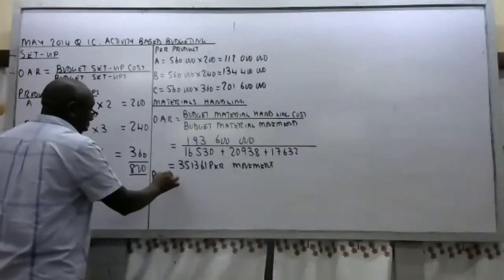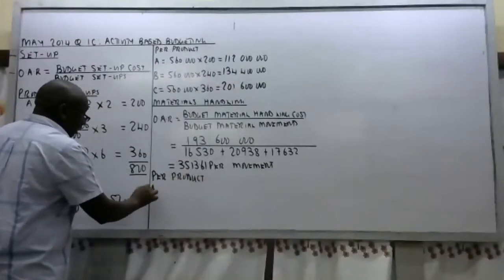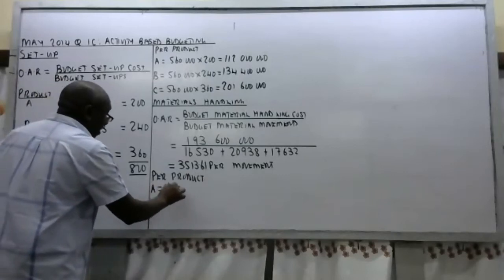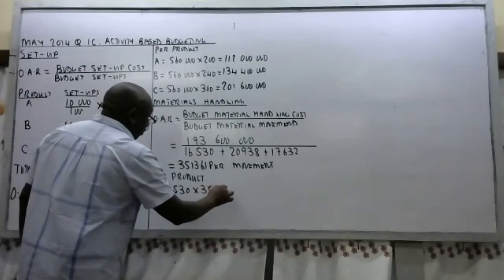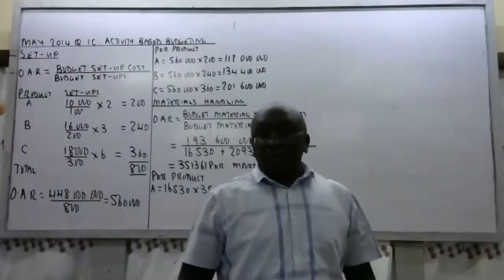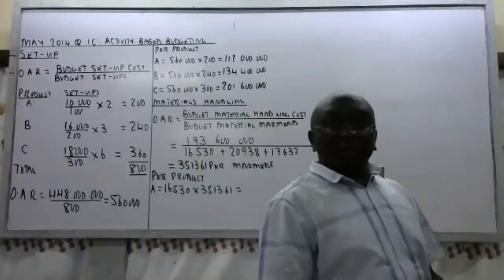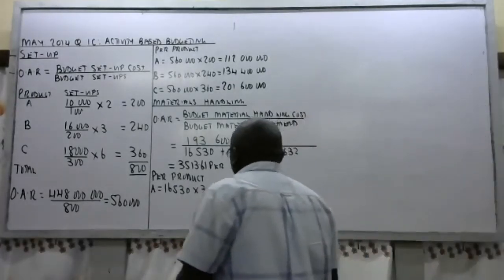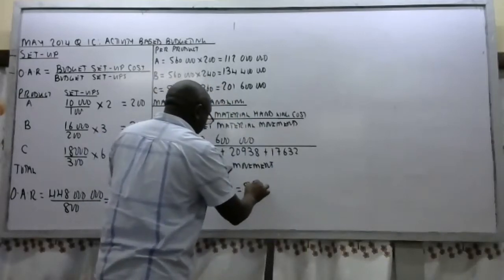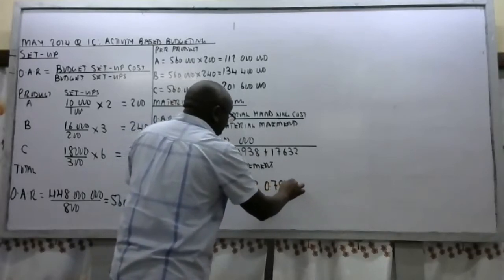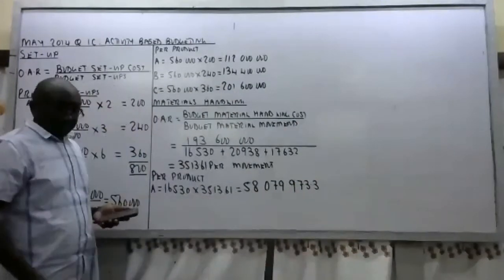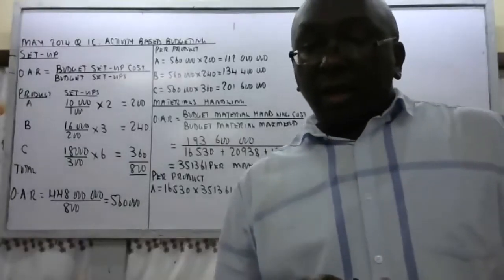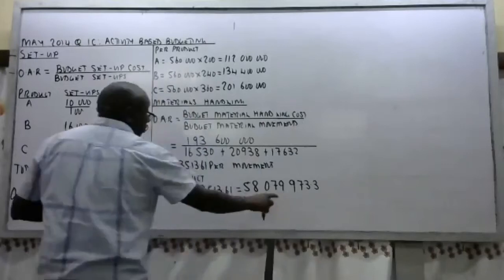So with that now, we get per product. Product A then should get 16,530 times 3,513.61. Churchill, have you confirmed? So if you are multiplying, this takes us to 58,079,973.3. Okay, good. It's confirmed. Churchill, June also confirmed this.